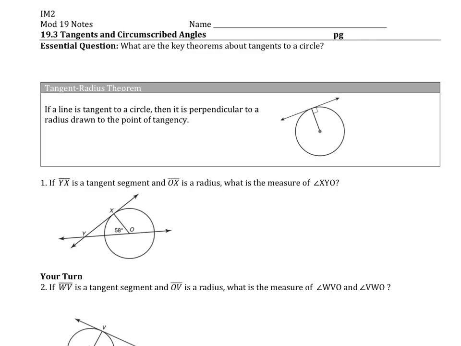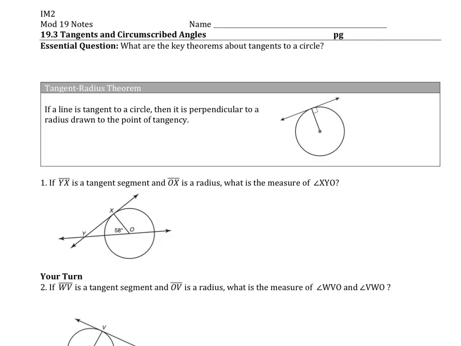All right, so continuing and dealing with circles, now we're going to work on tangents and circumscribed angles. So circumscribed is going to be on the outside of a circle, not the inscribed of it. So first we'll start with our essential question: what are the key theorems about tangents to a circle?